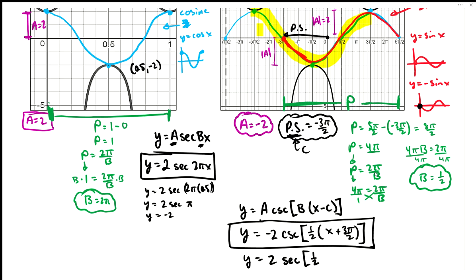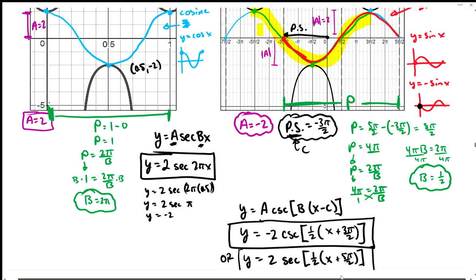It does have the same period. And then the shift, though, is different. It went to the left 5 pi halves. So that should be plus 5 pi halves instead. Okay, so this also works. So in case they say, oh, we wanted secant instead of cosecant, there we go.